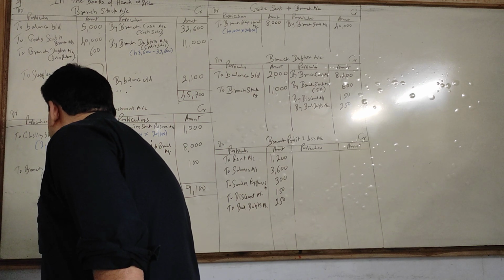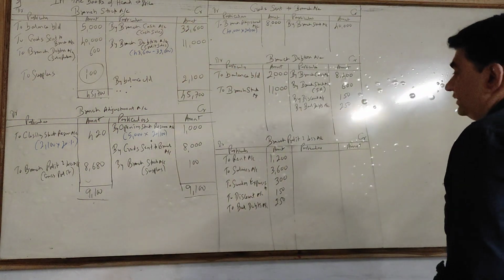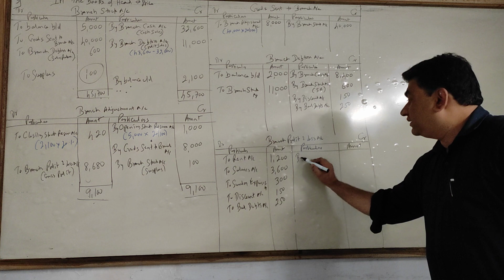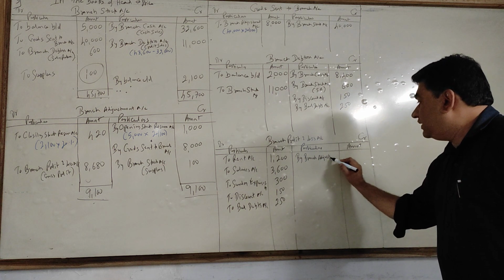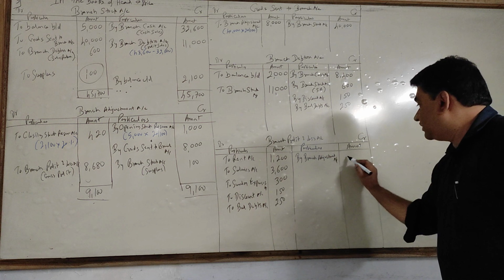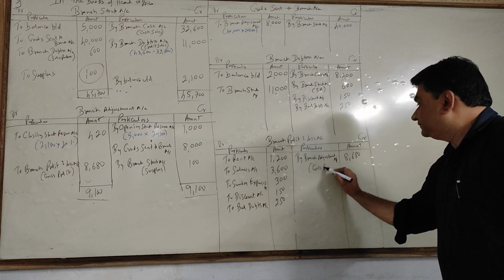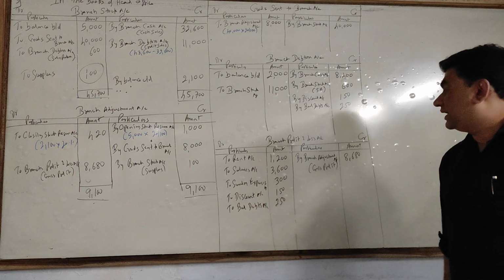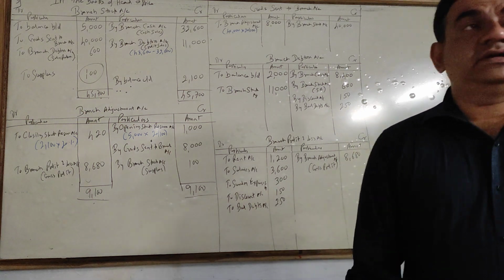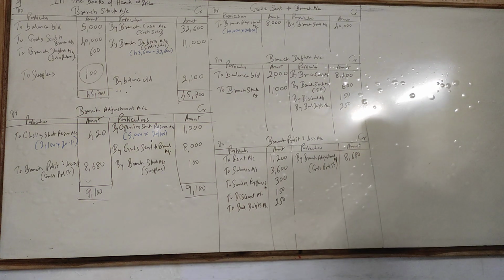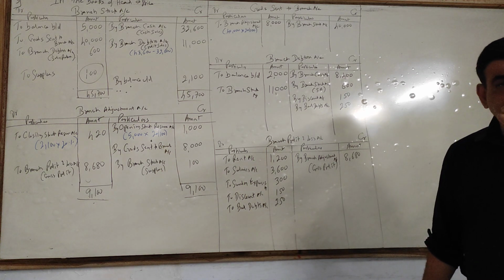So to branch P&L, brackets में लिखो gross profit, and इसका corresponding effect will come here by branch adjustment account 8680, that is gross profit.